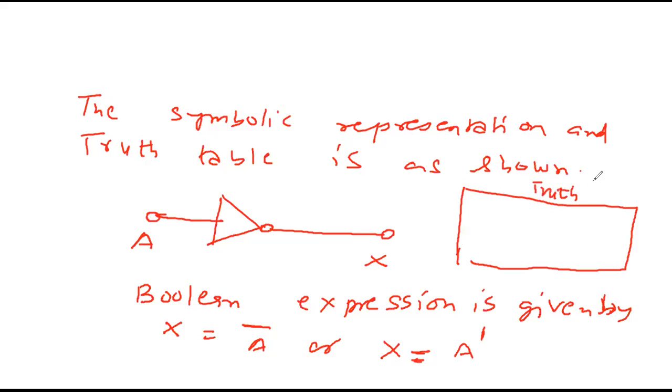Truth table: A, X. X is A complement, 0 becomes 1, 1 becomes 0.